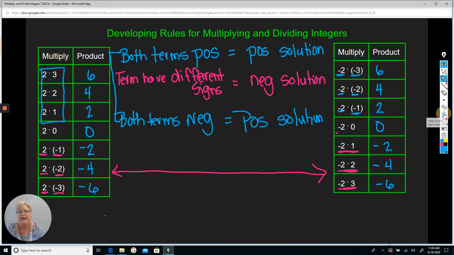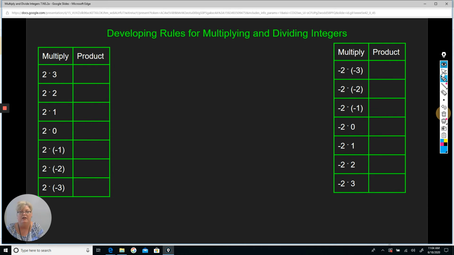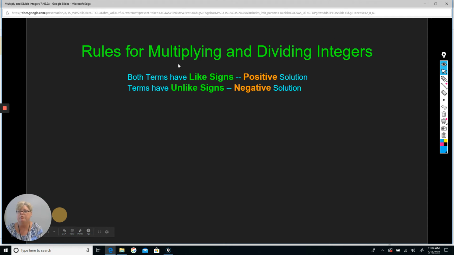So we're going to go look at the next page on our slides, and we're going to just look at the rules. Here's your rules. Both terms have like signs, you get a positive solution. If the terms have unlike signs, you get a negative solution. So what we're going to do is look at a few problems with the rules.